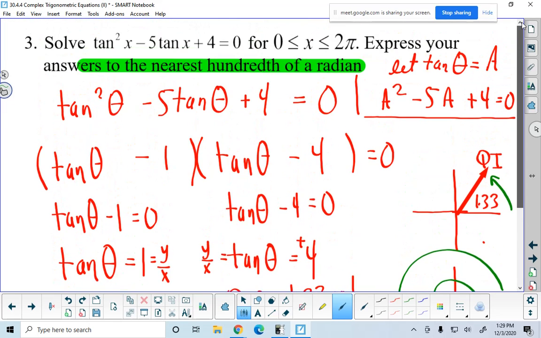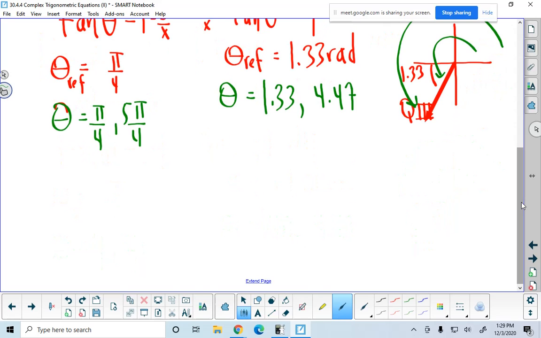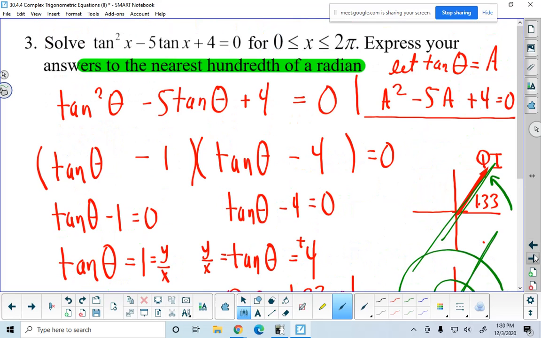Do we want a general solution? No, we do not. By the way, if we did want a general solution, everybody, then you could say pi over 4 plus multiples of pi, and you could say 1.33 plus multiples of pi, because these two lines will be exactly 180 degrees apart all the time with tangent. Any questions with, I believe that was 4. Any question, no, 3. Any questions with 3?